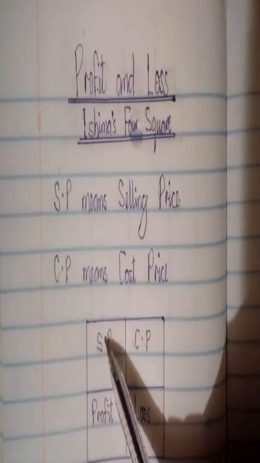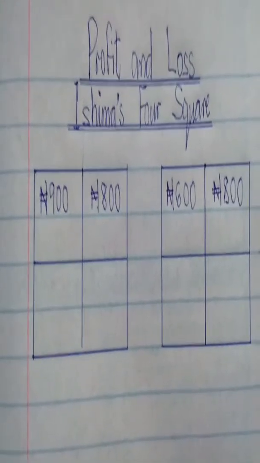Profit and loss using Ishima's four square. SP means selling price, CP means cost price. Whenever we are given a four square, selling price stays here, cost price, profit, and then loss. Today we'll be looking at 8 sample questions that will cover profit and loss.